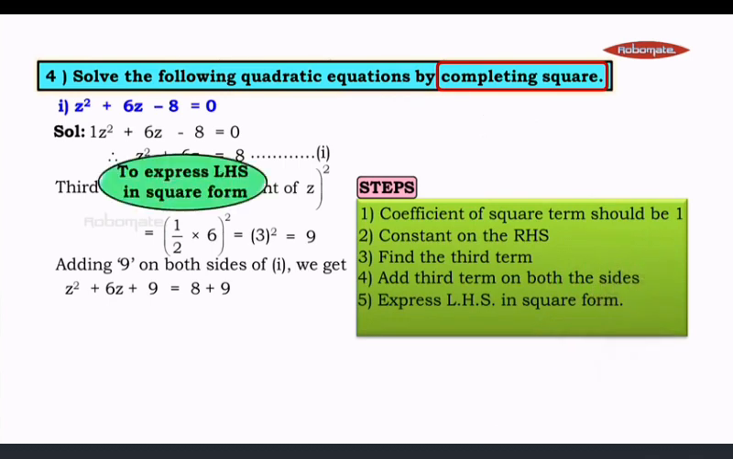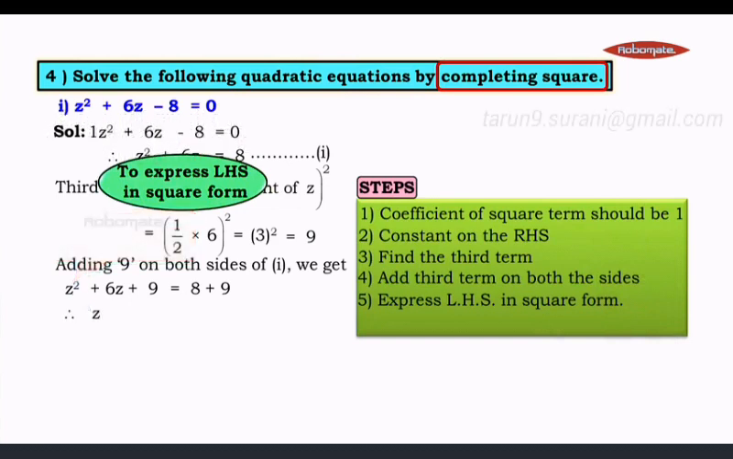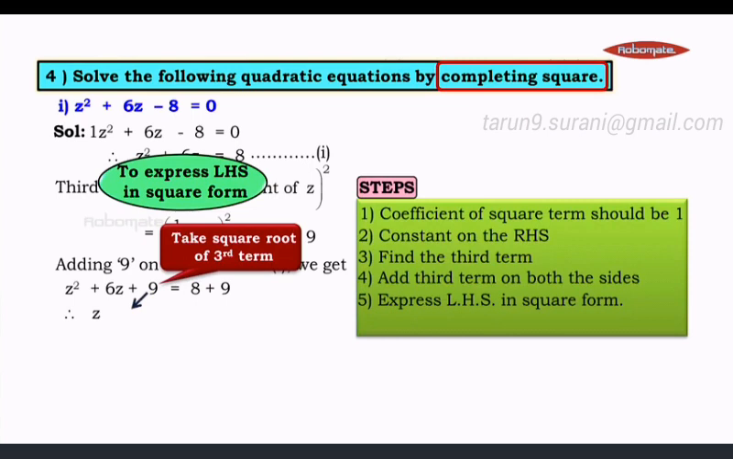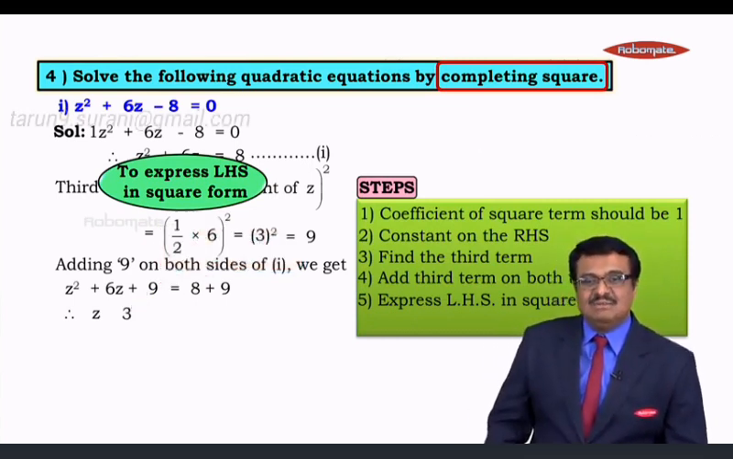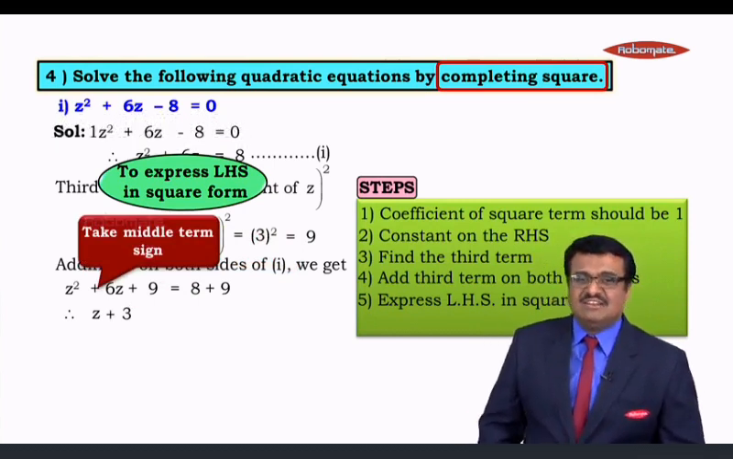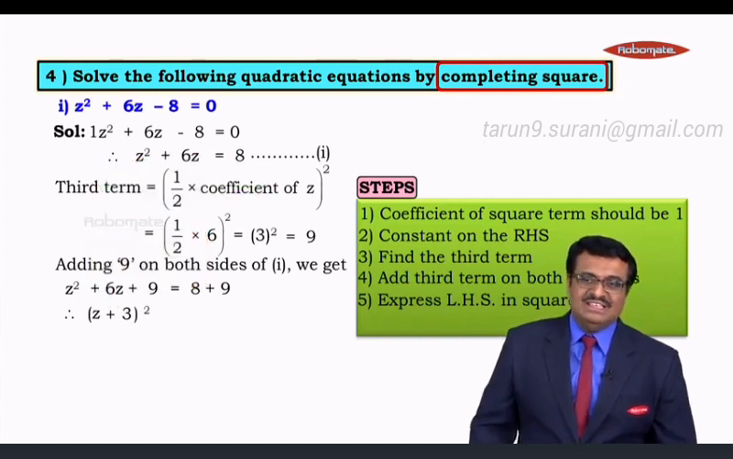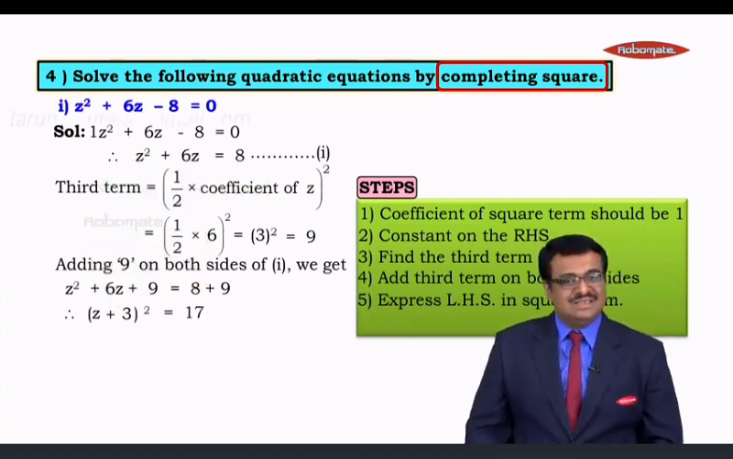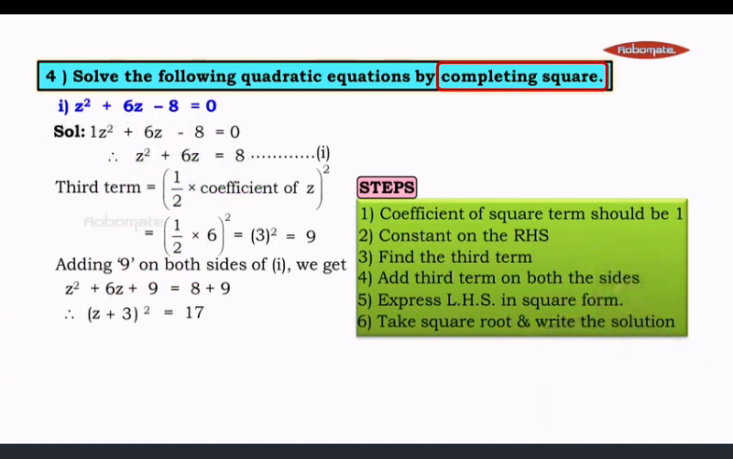To express the LHS in the square form, take the square root of the first term. What is the square root of z square? z. Take the square root of the last term or third term. What is the square root of the third term, 9? 3. And then the sign of the middle term. What is the sign of the middle term? Plus. Put the sign of the middle term, and make it the whole square, is equal to 8 plus 9, which gives you 17. Right? Now, take the square root and write the solution.